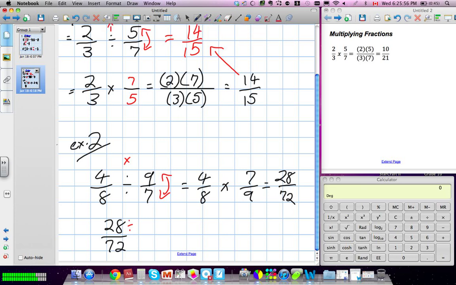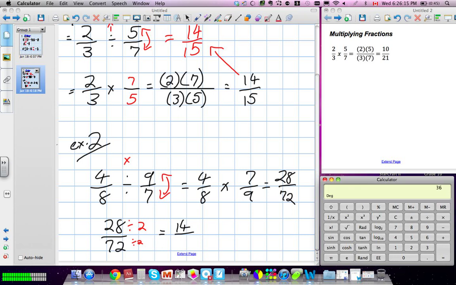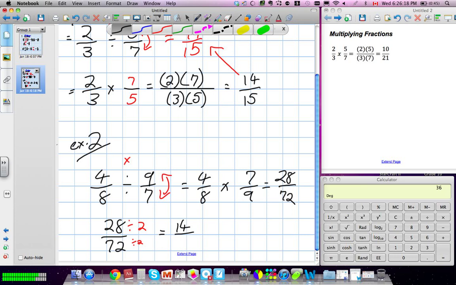So 28 divided by 2 gives us 14. 72 divided by 2, 36. So I have even numbers again? Divide by 2 again. Yeah, that's right. We can keep doing this.